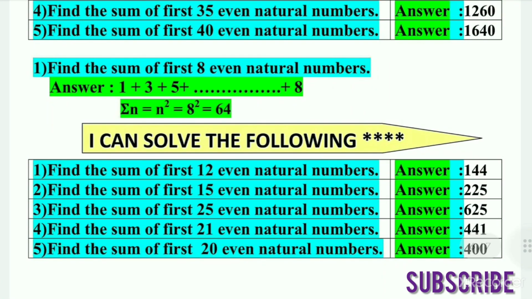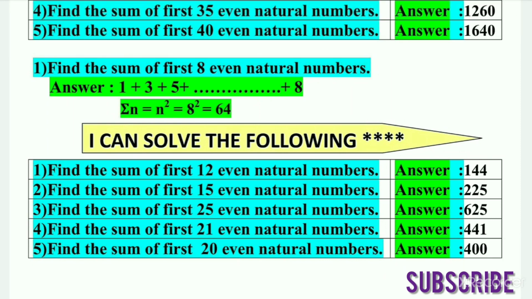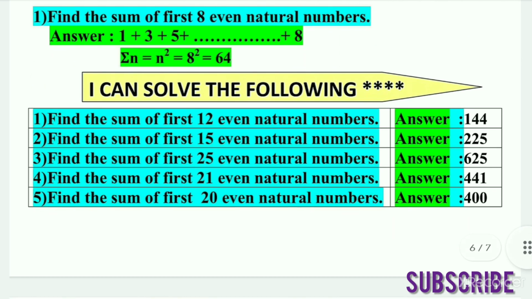Next one. Find the sum of first 8 natural numbers. Here the formula is n square. So here they gave 8, so 8 square, how much will that be? 8 eights are 64. Very good. Next, like the same formula you can place here also. Here they have given 5 questions as homework. You can solve and you can check your answers here.